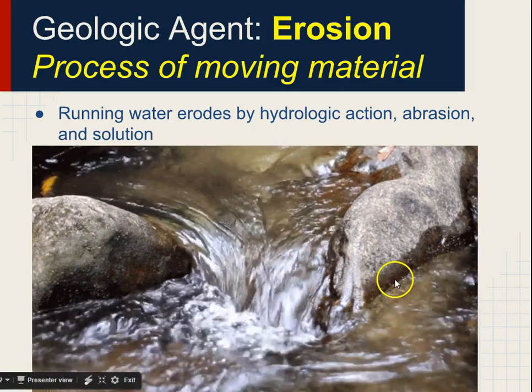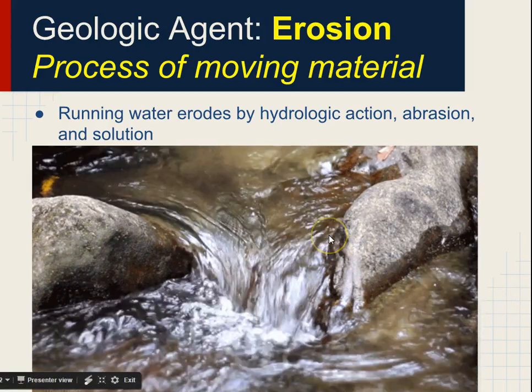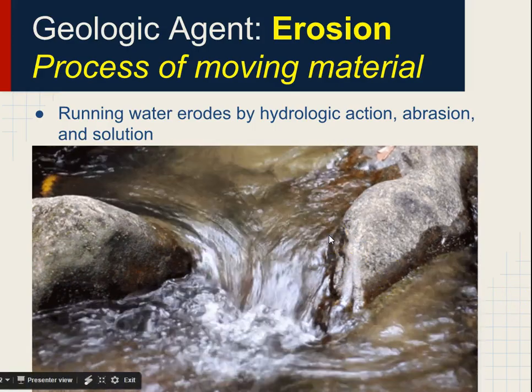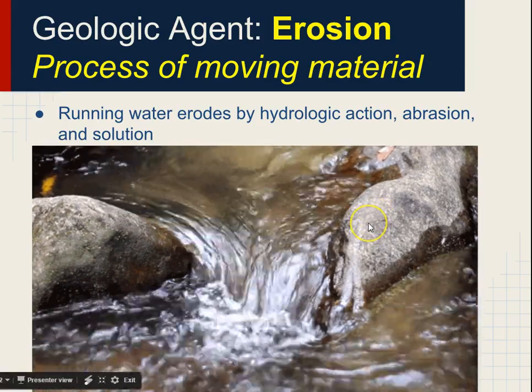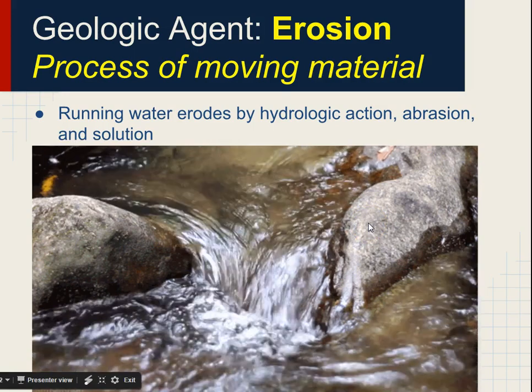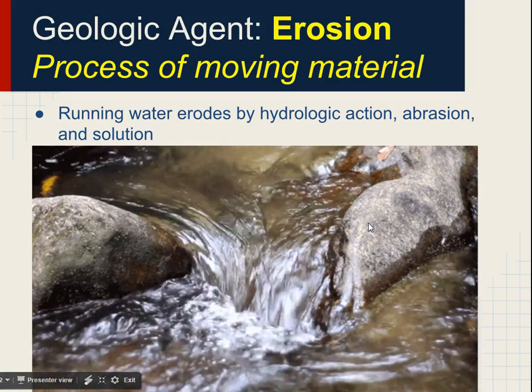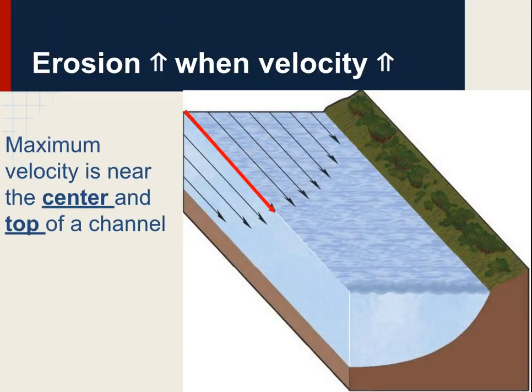So water, as it goes over these rocks, little pieces are going to break off, and the water is going to carry them along. And also, the water may dissolve some of the material depending on what the material is made out of. So that's what erosion is actually talking about. We're moving the material. So if you have faster moving water, that means you're going to have more erosion.